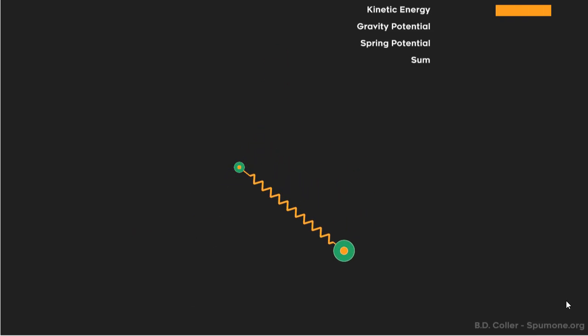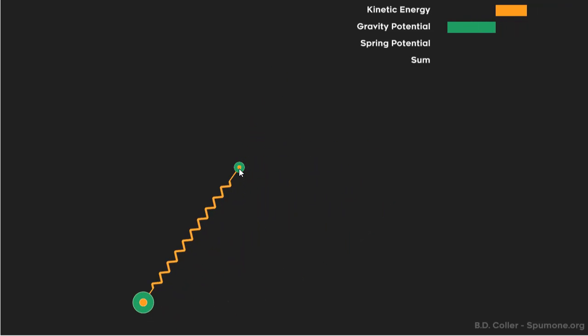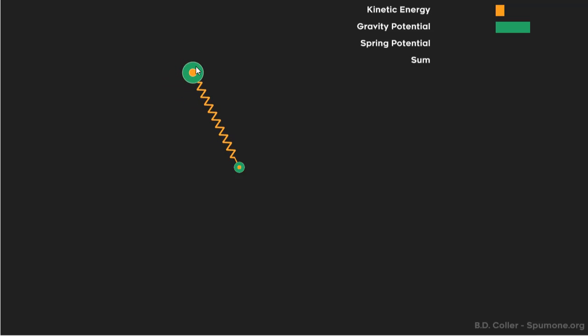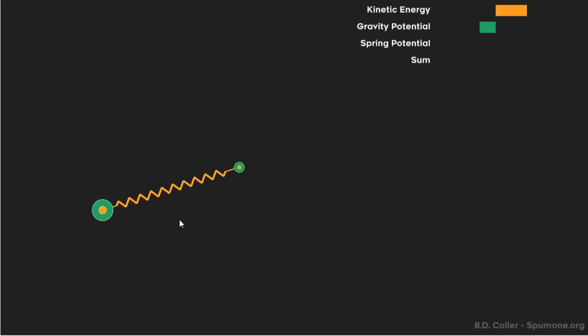Then we'll take the potential due to gravity. That's the green bar we see up here at the top. Now when we defined our coordinates, a height of 0 corresponds to the location of the spring attachment point right here. So you'll see that the potential due to gravity is positive when the mass is above that attachment point. And you'll see it go down below the attachment point. There it is, below the attachment point, and the potential is negative, right? Positive for above, negative down below.